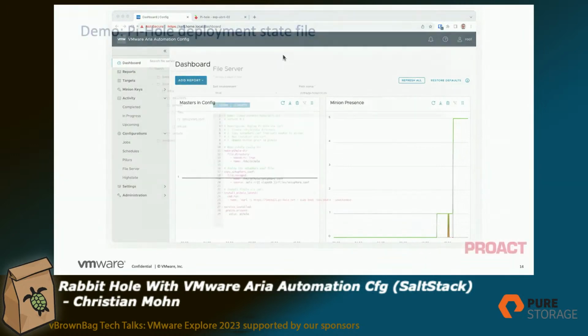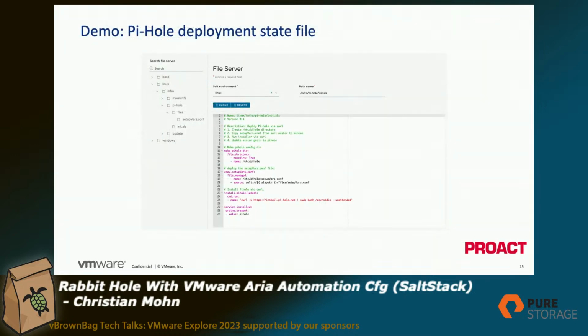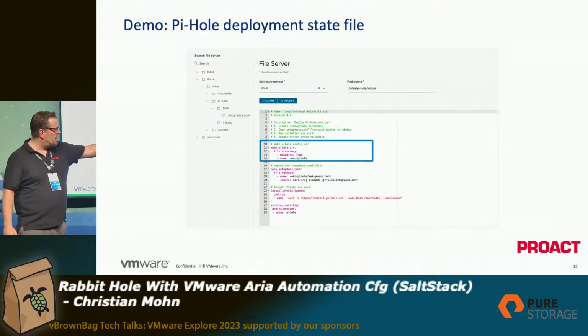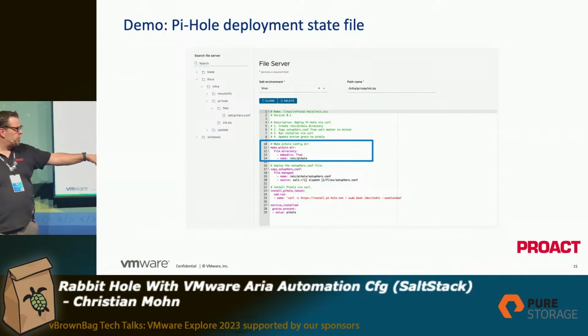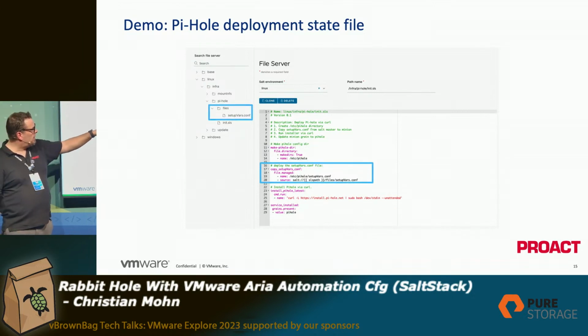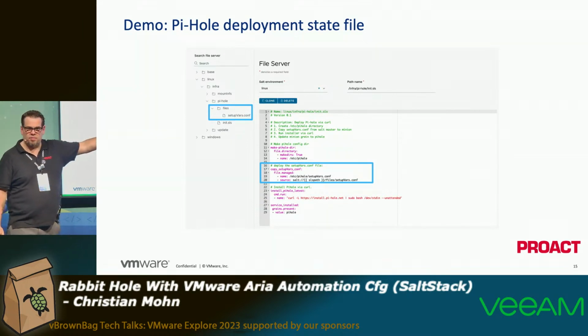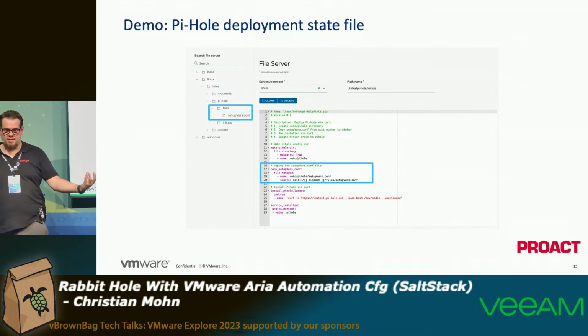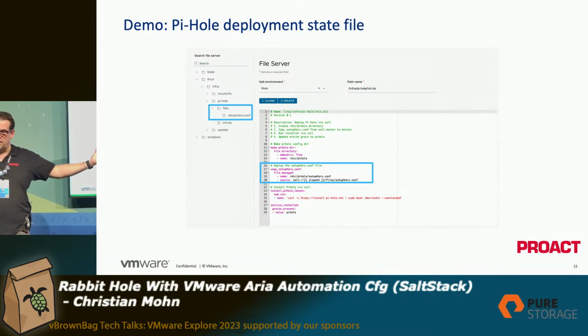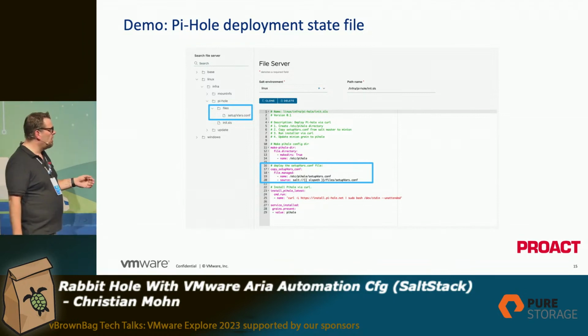So the state file looks like this. This is really small, so it's hard to see. All the code is on my GitHub. You can copy this from there if you want to really study it. But the thing is, this section here, it's make Pi-hole directory, and then it creates the etc Pi-hole folder, right? The second part here is copy that file from the file server that is on the Salt master or the ARIA automation config master, the setupvars.conf file, which is what Pi-hole looks for. If that's present when you install it, it will install it based on the content of that file.